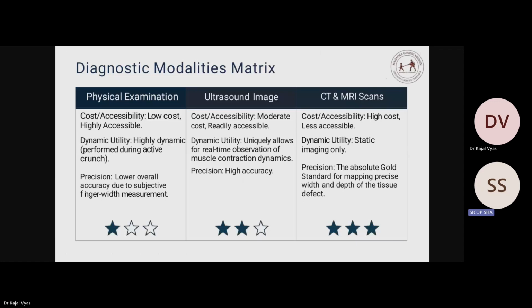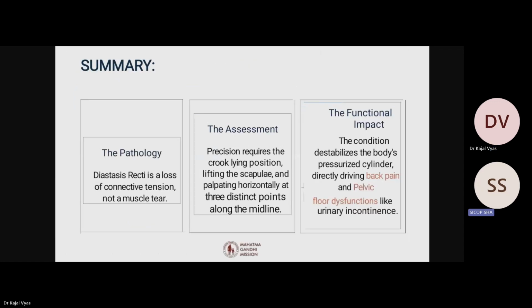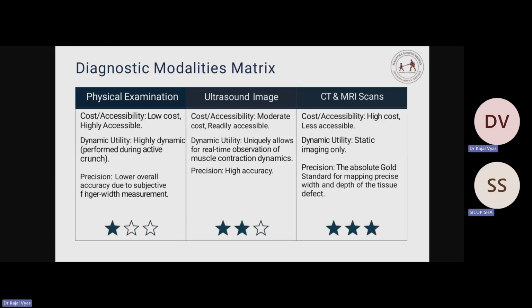Diagnostic modalities metrics are visible now. Yes, so next I'm going to explain the diagnostic criteria or diagnostic methods used to assess diastasis. Can you go back? The summary slide is visible now. Yes, now it is visible.